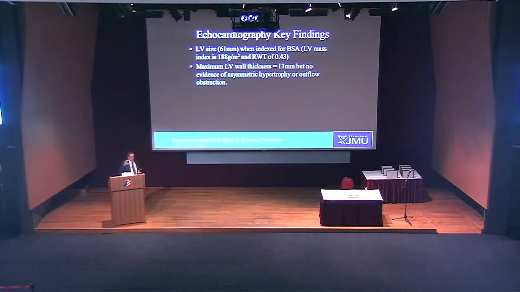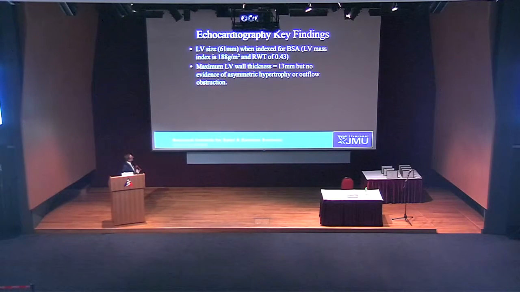But then we go and look at this geometry and we go through LV size. His indexed LV mass is massive, 188 grams per meter squared. He's quite a small chap. But his relative wall thickness now is above 0.42. So this now goes into what we call concentric hypertrophy. According to Keith, according to me, we don't really like that. We don't think that's normal.